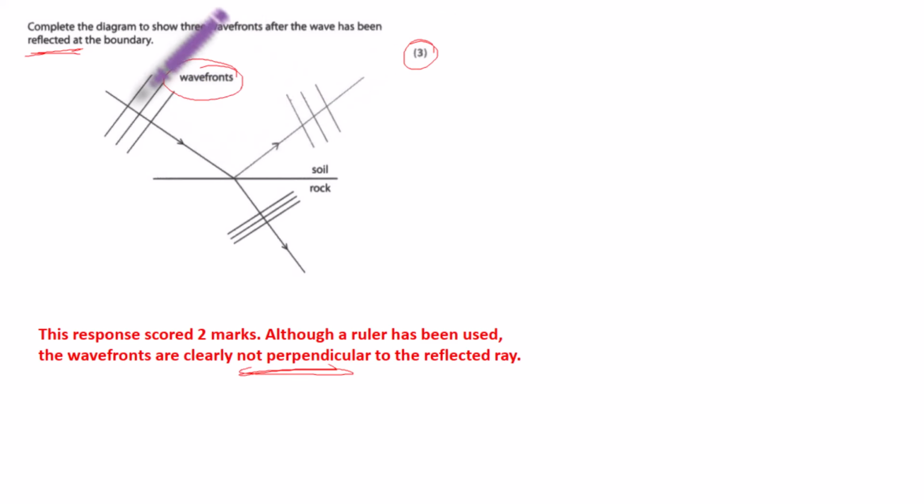Also, the wave spacing should remain the same after reflection. Only the wave spacing, as in the wavelength, changes during refraction. So this is refraction, but in reflection, the wavelength doesn't change. So this was also very important to address. Luckily, the student had kept the spacing equal, so they got the 2nd mark. The only mistake was it was not perpendicular.